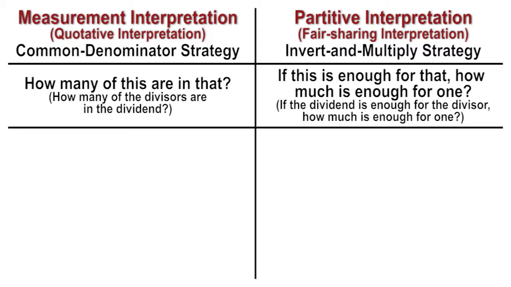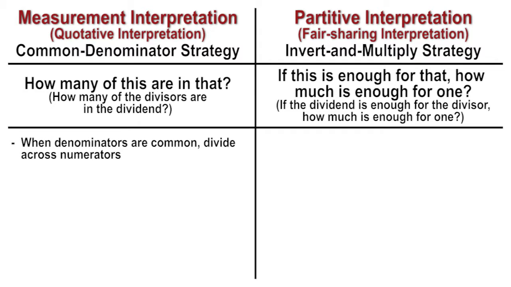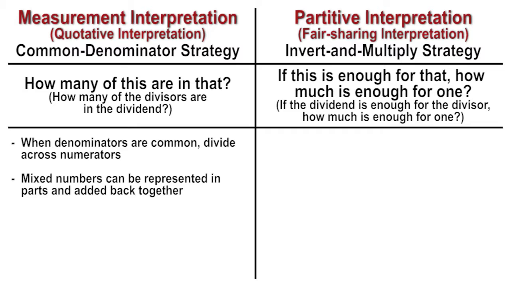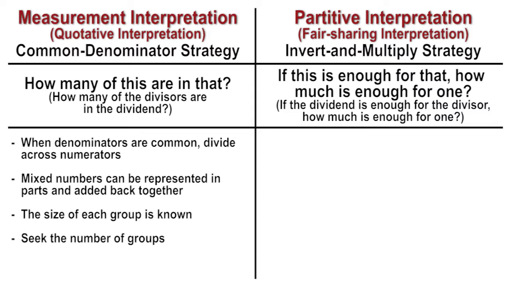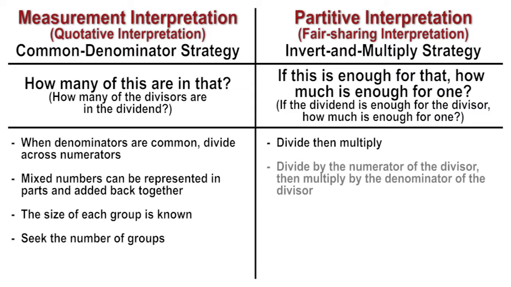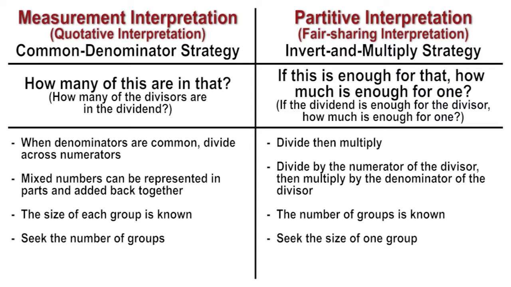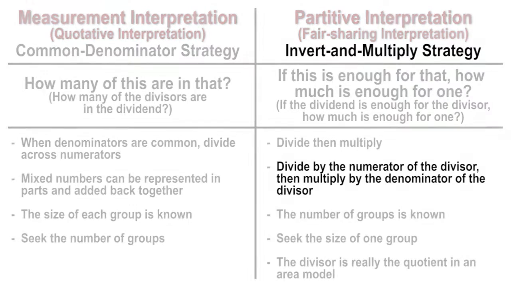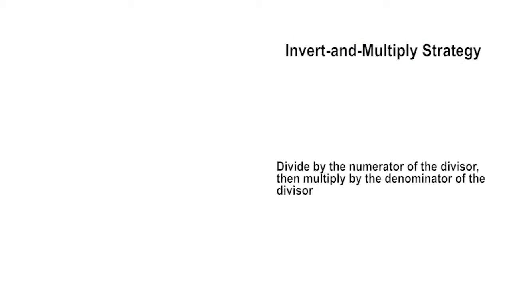The strategies that are used in the measurement interpretation are, when denominators are common, divide across numerators. Mixed numbers can be represented in parts and added back together. The size of each group is known, seek the number of groups. The strategies that are used in the partitive interpretation are divide then multiply, divide by the numerator of the divisor. The number of groups is known, seek the size of one group. The divisor is really the quotient in an area model. Dividing by the numerator of the divisor, then multiplying by the denominator is the same as inverting the divisor and multiplying straight across.